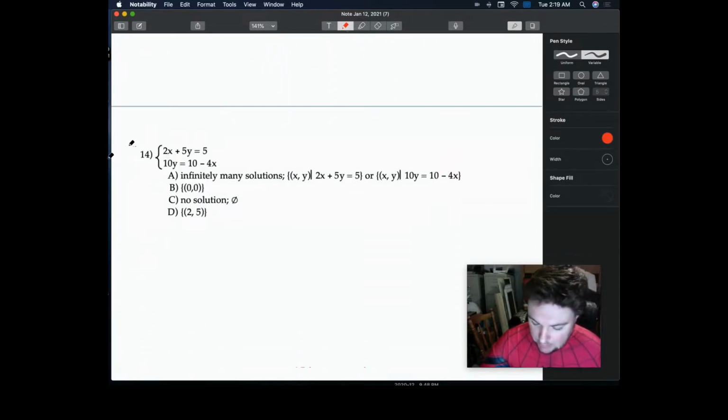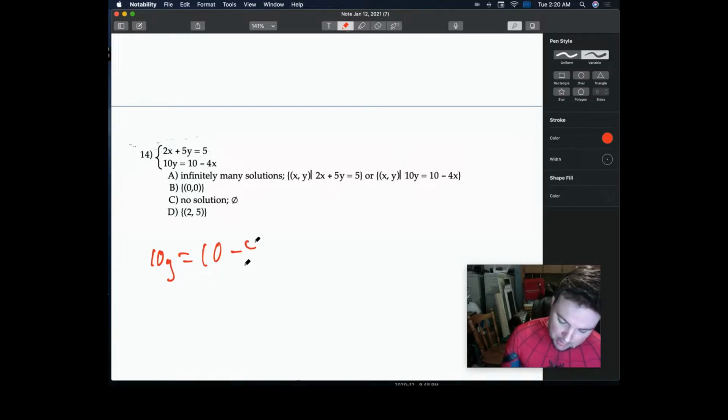Okay, number 14. All right, so here we can see everything's all over the place, right? You got options. You could divide through by 10, and that would give you y by itself, and you could substitute that value back in. I'm hesitant to do that because of the fraction. So what I'm going to do first, let's just rearrange the bottom one. So 10y equals 10 minus 4x.